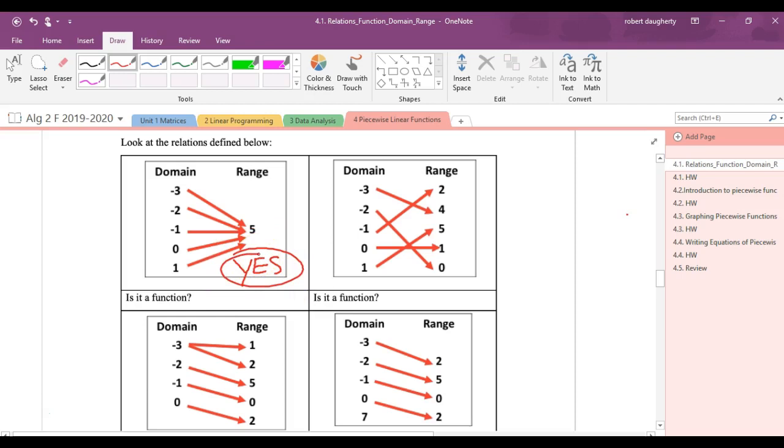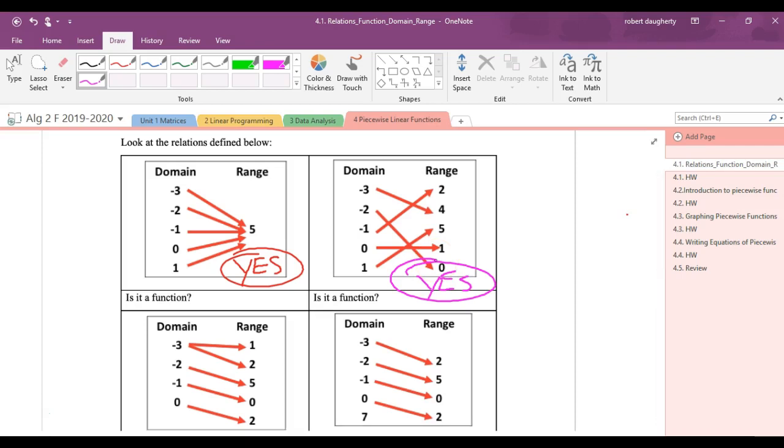Let's look at the next one over here. -3 gives you 4. -2 gives you 0. -1, 2, 0, 1. Is this a function? This is a function. Every element in the domain is only giving me one number back for the range.